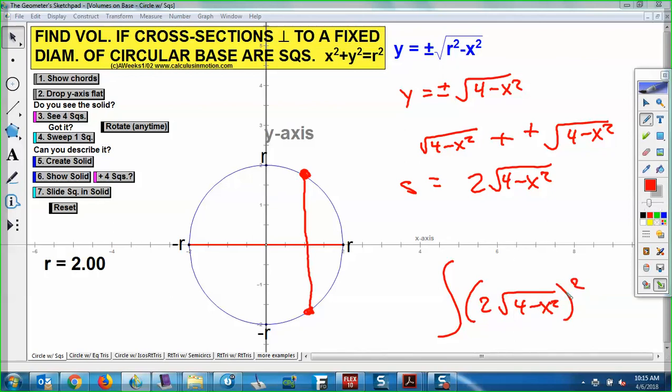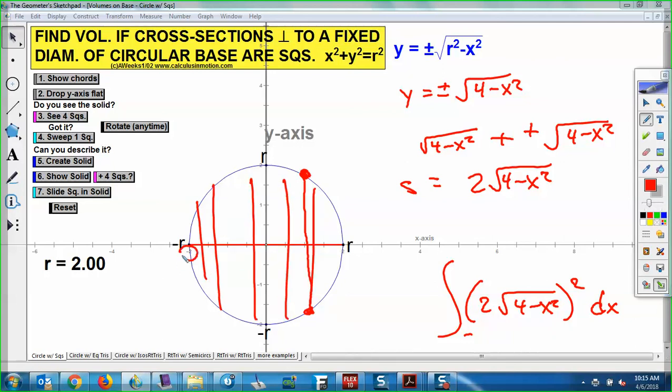S squared. That's the area times the thickness. And then we would add those up from where to where? Negative... Strips would go from, it's -2, I think. -2 to 2. And that would give it to us.